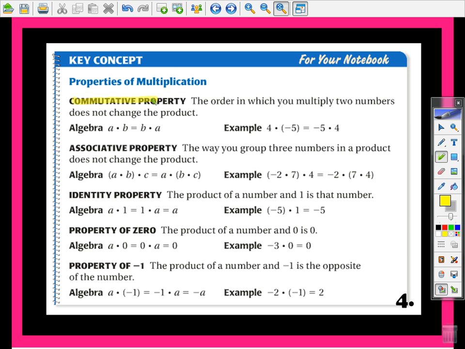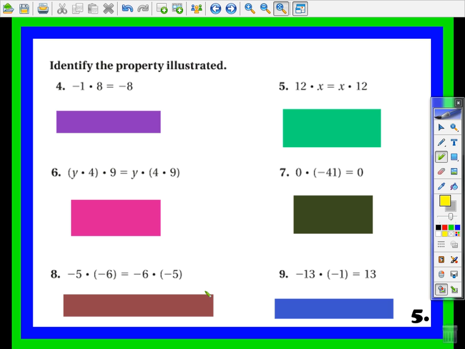Commutative, you're changing the order you multiply two things. Associative, you're changing the order you multiply three things. Identity, what you start with is what you end with. Property of 0, not that hard. It's multiplying by 0 equals 0. Property of -1, not that bad. Multiply by -1, it changes the sign. Let's see if we can identify these properties now on the next bit of our packet.